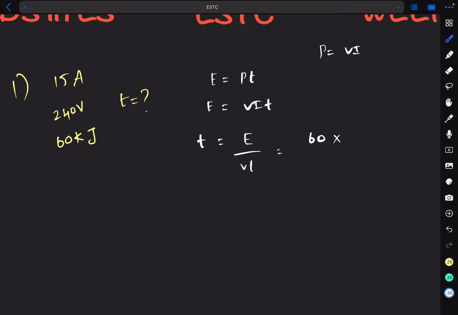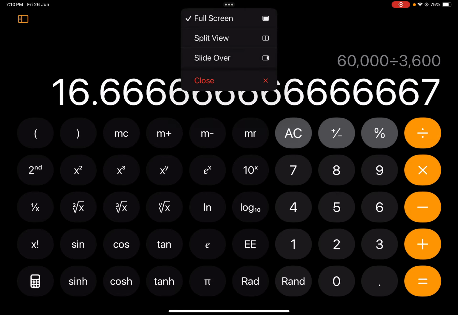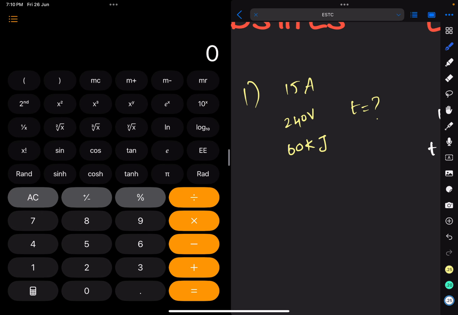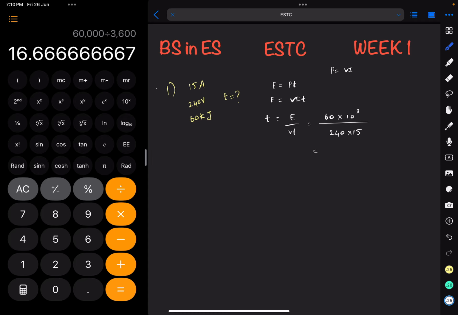So we need to convert kilojoules into joules, divided by 240 into 15. What do you get? 3600. Okay, so 60,000 divided by 3600 gives us 16.6 is the answer.